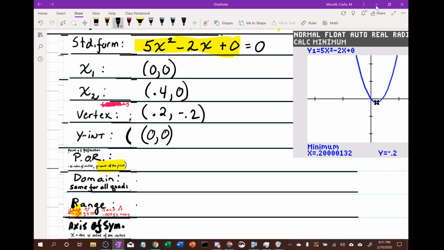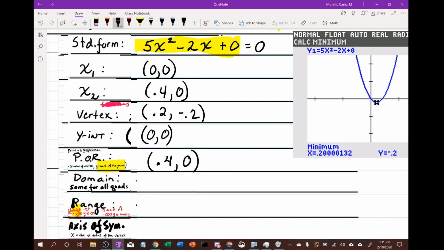Okay, point of reflection. Remember, 2 times the x coordinate of the vertex. That would be 2 times 0.2. What's 2 times 0.2? You can do that in your head. Okay, correct, 0.4. And the y value of the point of reflection, ladies and gentlemen, is the y-intercept. What is that?